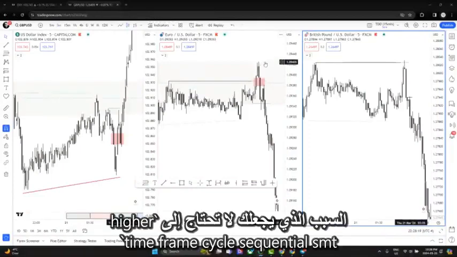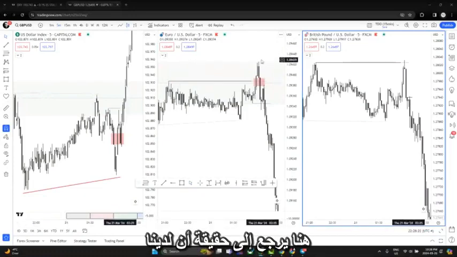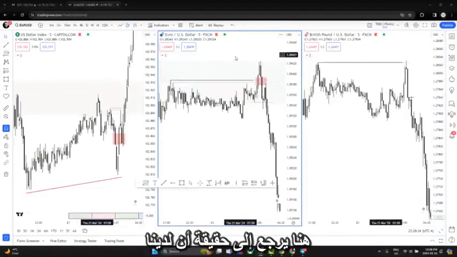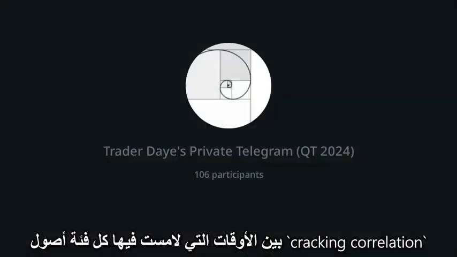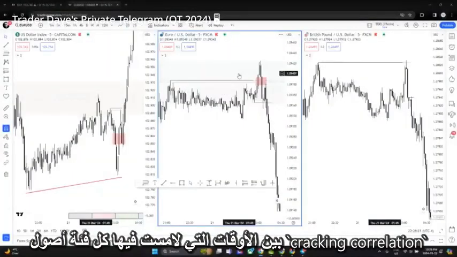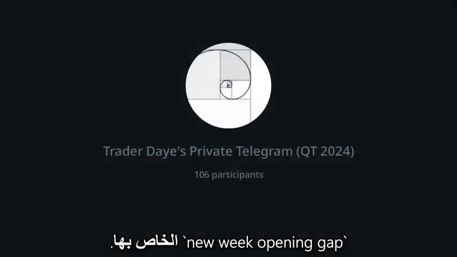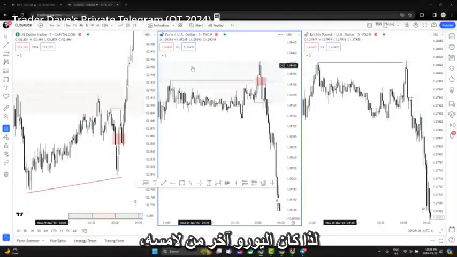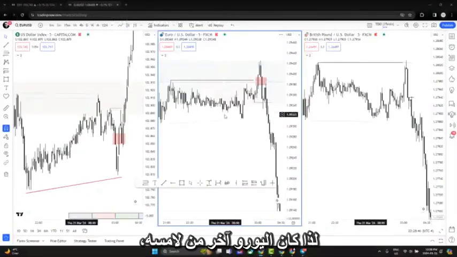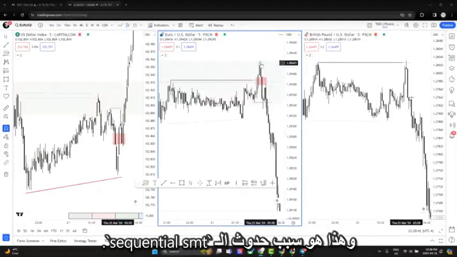So the reason why you would not need a higher time frame cycle sequential SMT here is due to the fact that we have a cracking correlation between the times that each asset class met its new week opening gap. So euro was the last to meet it, which is why the sequential SMT occurred here.